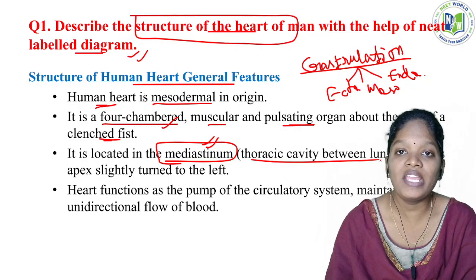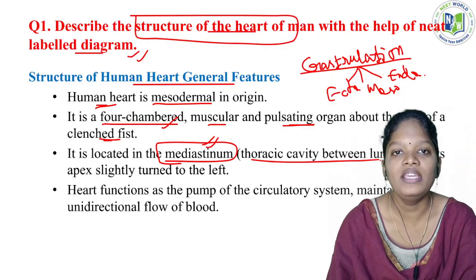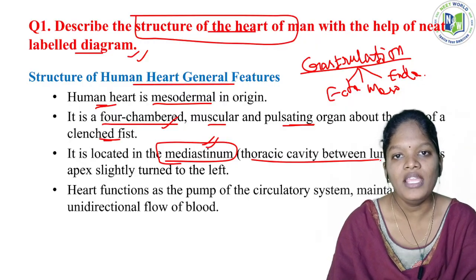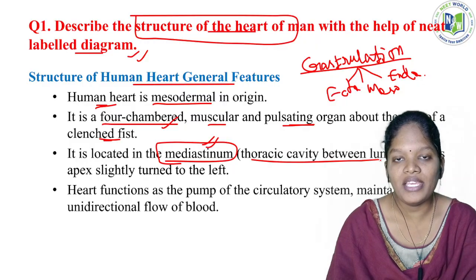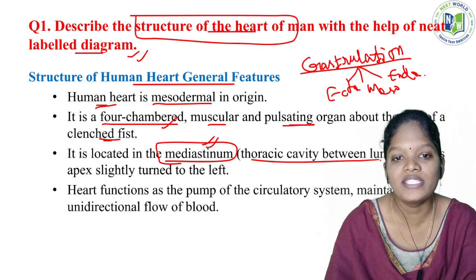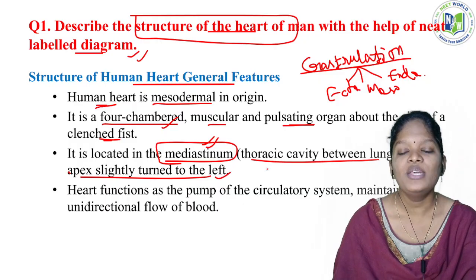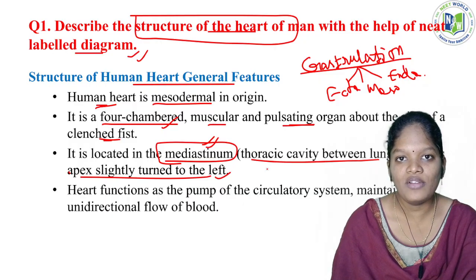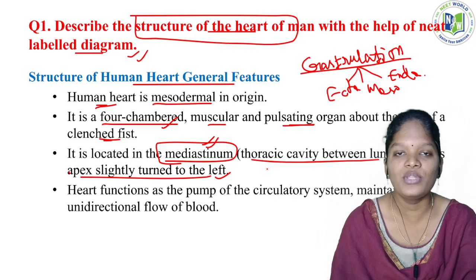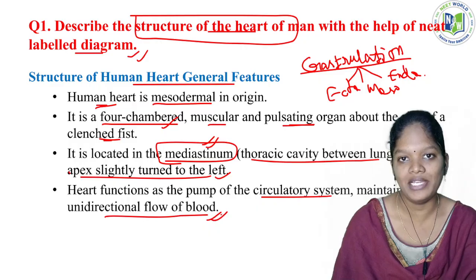What is the name of the cavity where the heart is present? That is the thoracic cavity, present between the lungs. The exact place where the heart is located is the mediastinum, with its apex slightly turned to the left. So we can't say the heart is exactly in the middle; it is slightly to the left. The heart functions as the pump of the circulatory system, maintaining the unidirectional flow of blood.